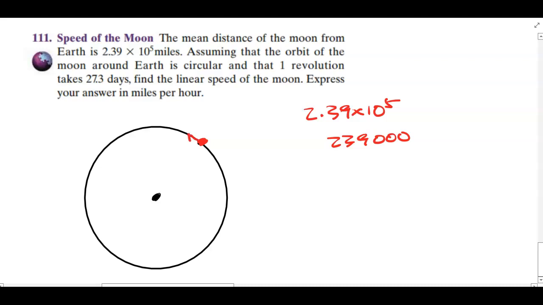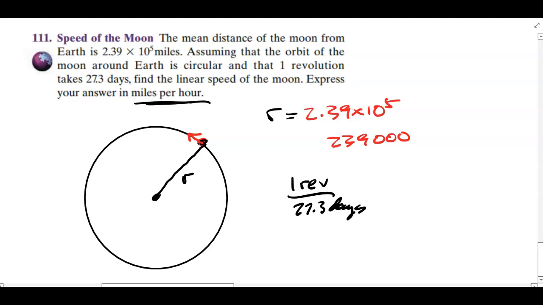Okay, so the moon is moving around the Earth, so this radius here is going to be that 2.39 times 10 to the 5th. That's the radius of the orbit, basically. And it says 1 revolution takes 27.3 days. So it says find the linear speed of the moon. Express your answer in miles per hour.